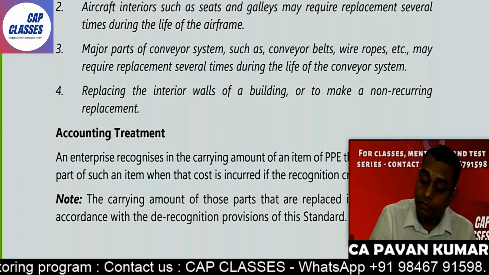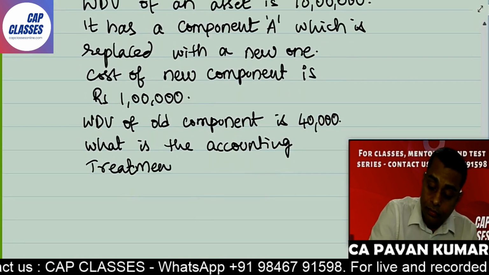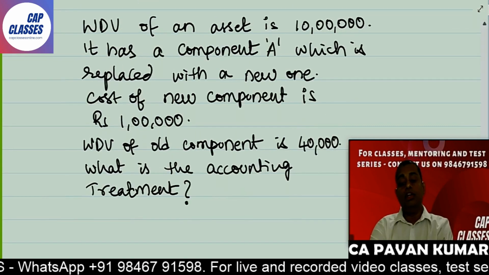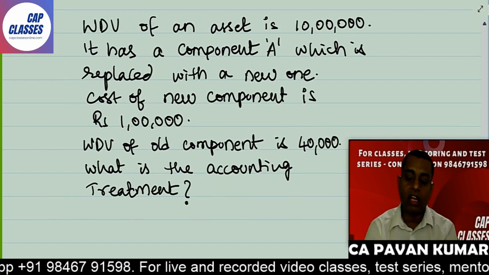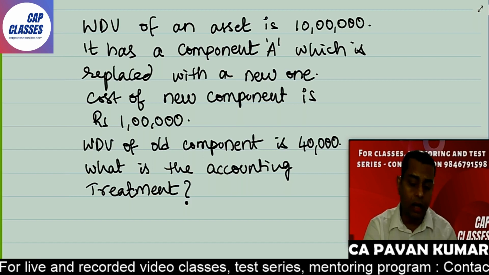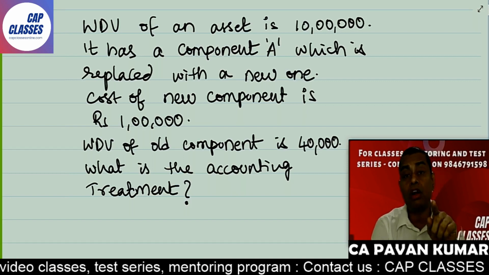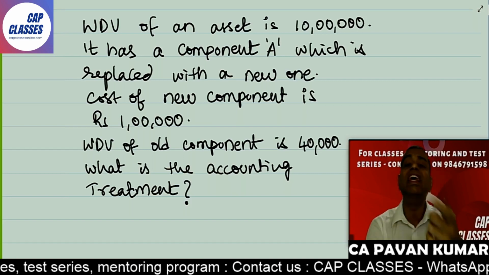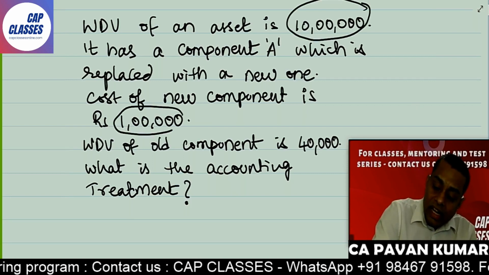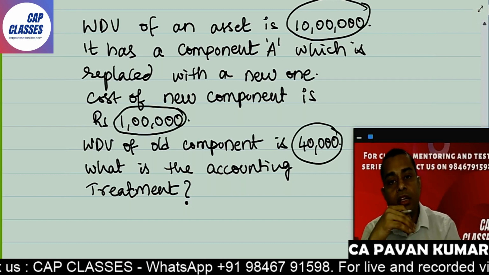What is the accounting treatment? This is the question. WDV of an asset is 10 lakhs. It has a component A which is replaced now with the new one. Cost of the new component is 1 lakh. WDV of the old component today is 40,000. Unamortized portion of the old component should be recognized. That is the principle. So simple. This plus this minus this is the answer. So what is the accounting treatment?